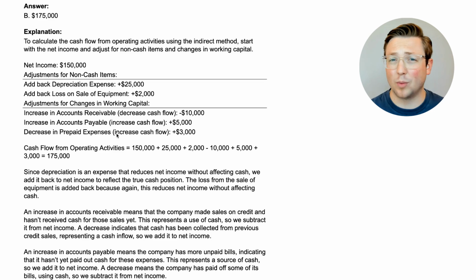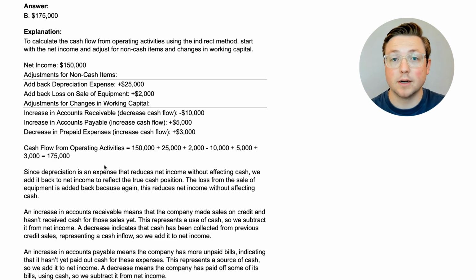And some of that might make you wonder, why would you increase or decrease the cash flow because of that? That's what can get so confusing with the indirect method. So let's dive into each of these to understand. For the depreciation, why do you add that back? Since depreciation is an expense that reduces net income without affecting cash, because you're depreciating the asset, but money's not actually leaving your account because of that. We add it back to net income to reflect the true cash position.